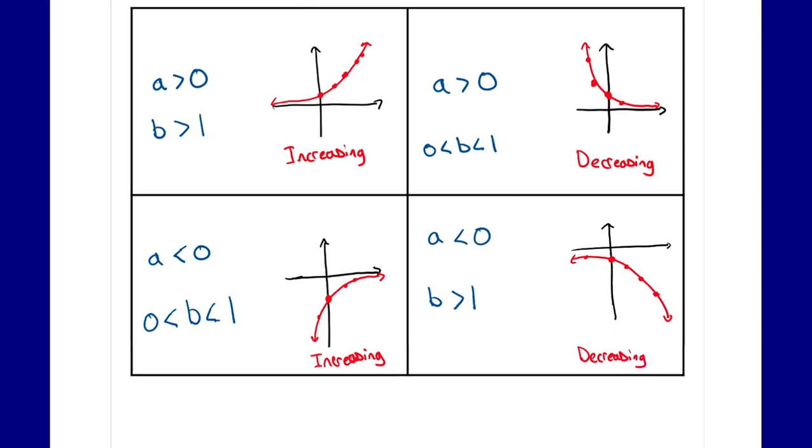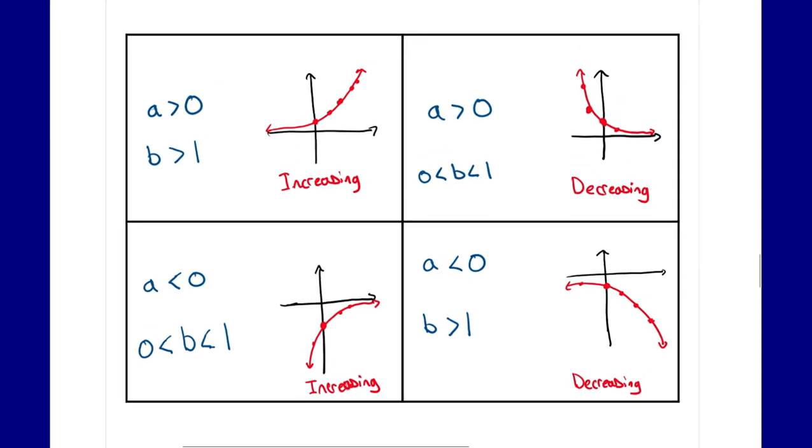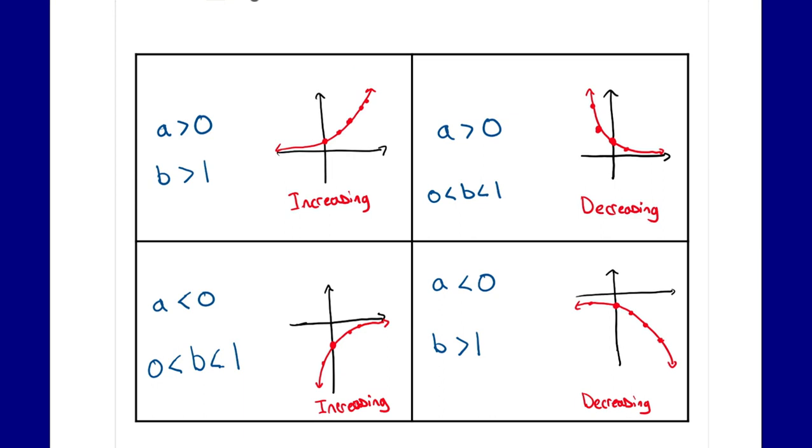But we see that we have two different scenarios or possible values for A and B that could give us increasing exponential functions, and two scenarios that could give us decreasing exponential functions. So we want to be aware that it's not just the exponential growth and decay that will give us increasing or decreasing functions. There is a kind of reflected version that gives us an increase and decrease as well.